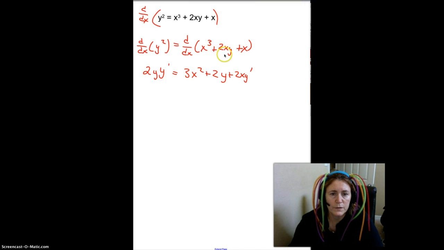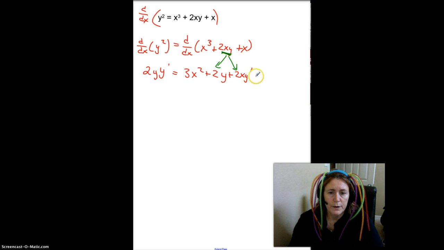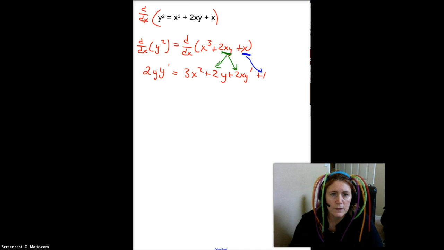I want to show you this term right here, when I do the derivative, gives me these two terms. And then the derivative of x with respect to x is just 1. So let me kind of show you where these terms came from. Do I have another color? Yeah, here we go.